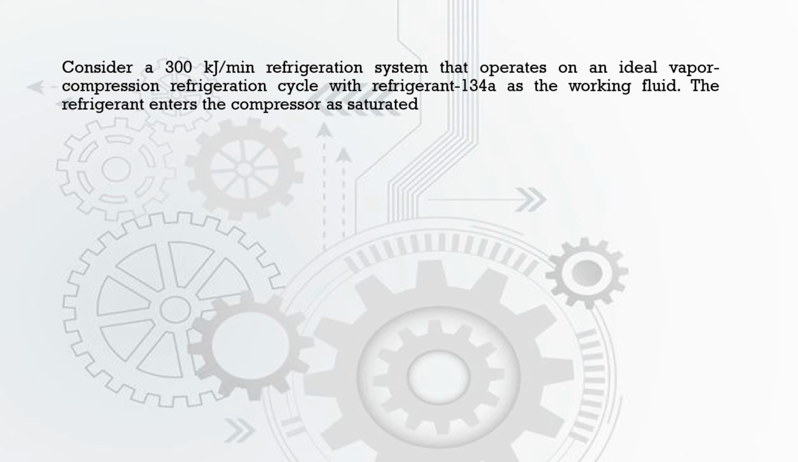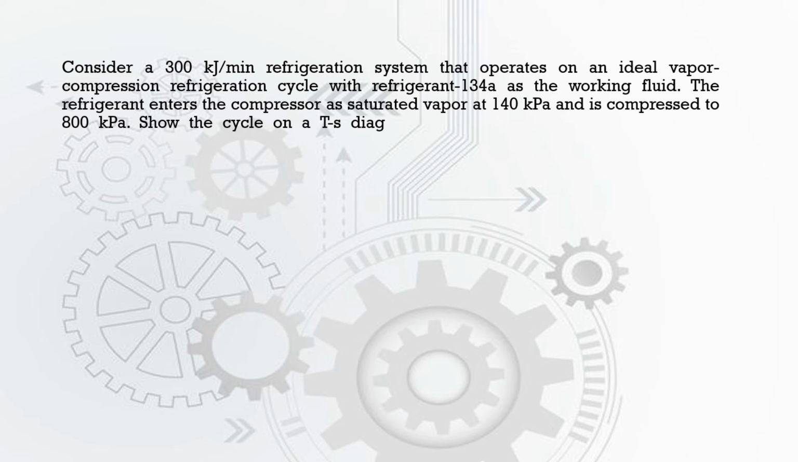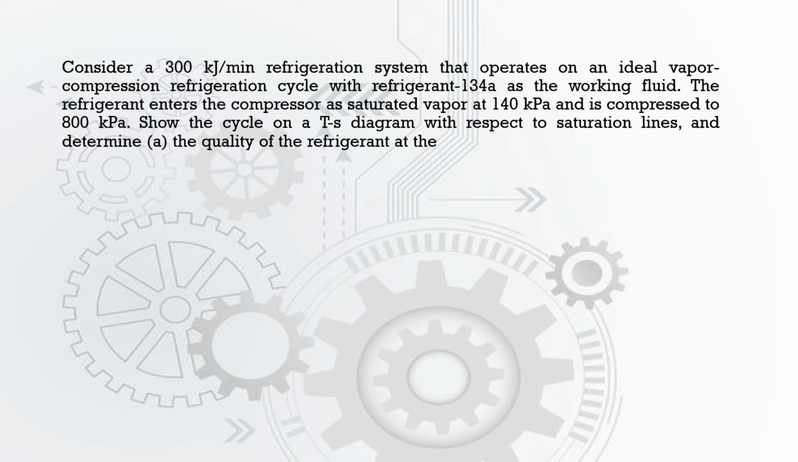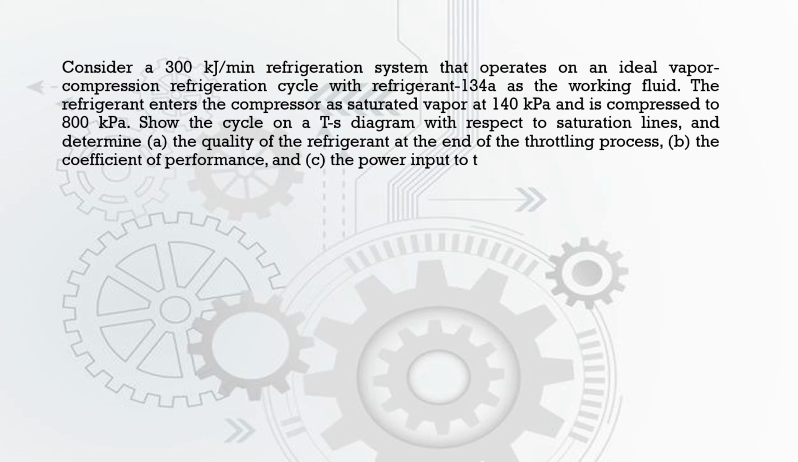The refrigerant enters the compressor as saturated vapor at 140 kilopascals and is compressed to 800 kilopascals. Show the cycle on a T-S diagram with respect to saturation lines and determine the quality of the refrigerant at the end of the throttling process, the coefficient of performance, and the power input of the compressor.